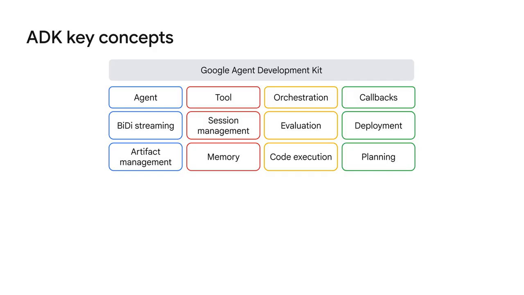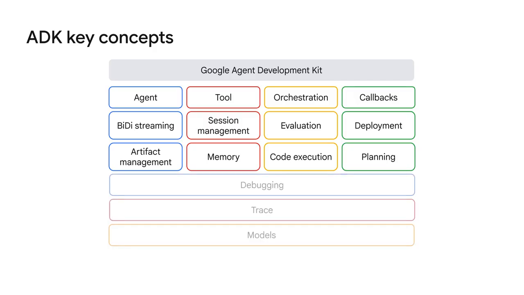And planning is an advanced capability where agents can break down complex goals into smaller steps and plan how to achieve them, like a ReAct planner.